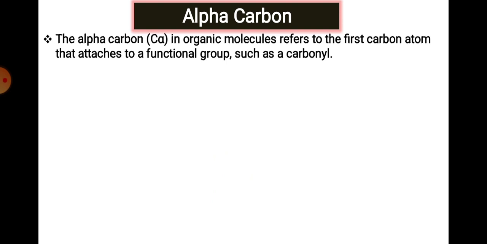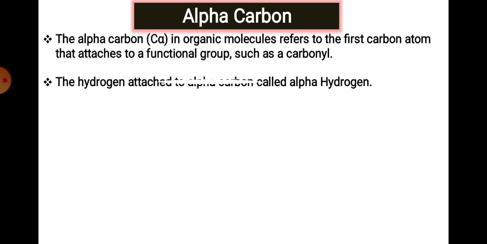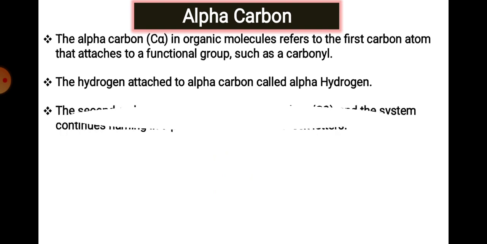The alpha carbon is the carbon adjacent to a functional group. For example, take a carbonyl: the first carbon directly attached to the carbonyl carbon is called the alpha carbon. After that, the second carbon is called beta, then gamma, etc. The hydrogens directly attached to that carbon are called the alpha hydrogens.